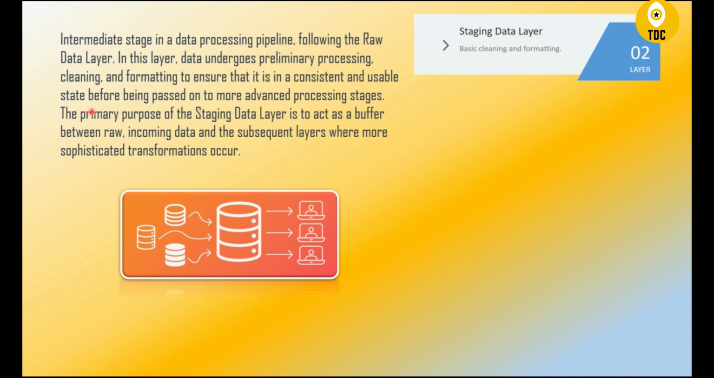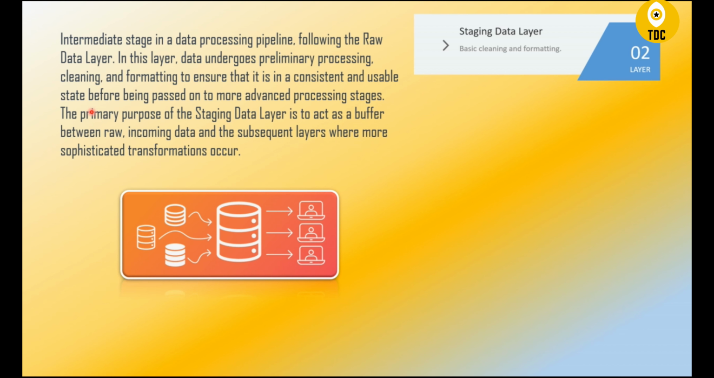So the staging layer is not a mandatory layer. We can use other layers like silver. If you are using a medallion architecture like bronze, silver, and gold, the staging layer is actually not mandatory. This acts as a buffer between the incoming data, that means the raw layer, and the subsequent layers.